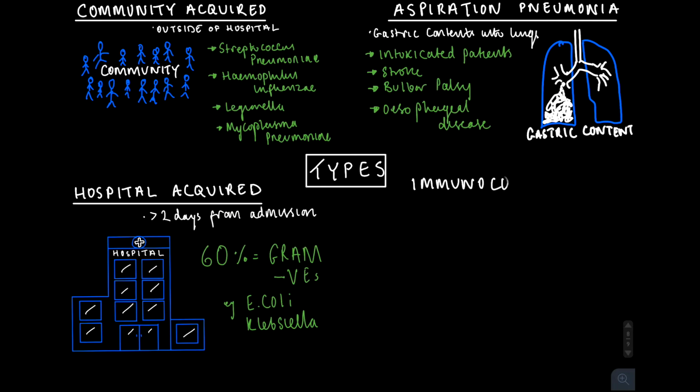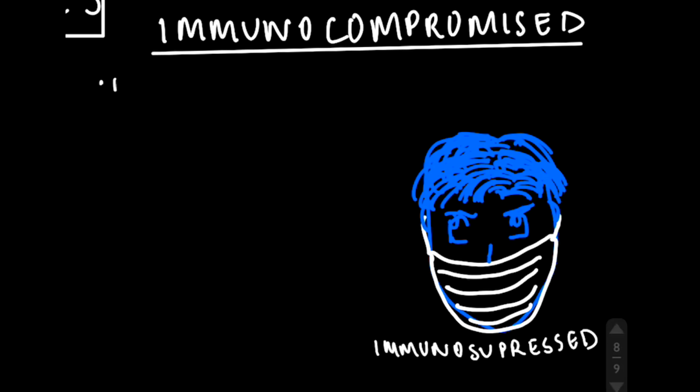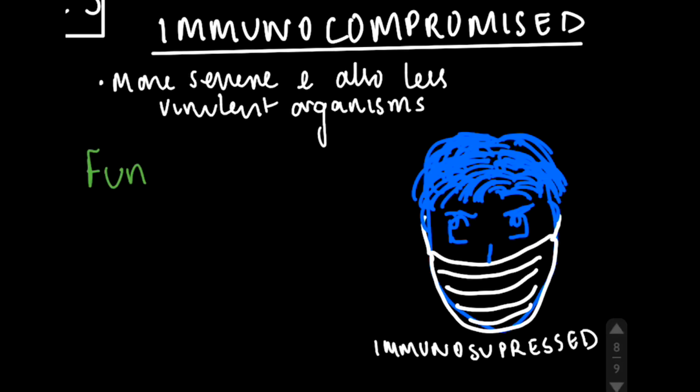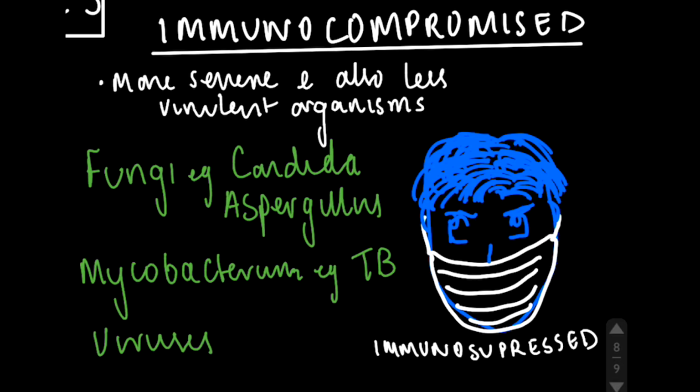The last type of pneumonia we're going to talk about is something called an immunocompromised pneumonia, and it essentially means exactly that. It's with patients who are slightly less immunocompetent and therefore more prone to infections, such as normal organisms, as we mentioned, strep pneumonia causing a severe pneumonia, or those less virulent organisms. This includes fungi, for example, Candida or Aspergillus, and also Mycobacterium, and sometimes even viruses such as cytomegalovirus.